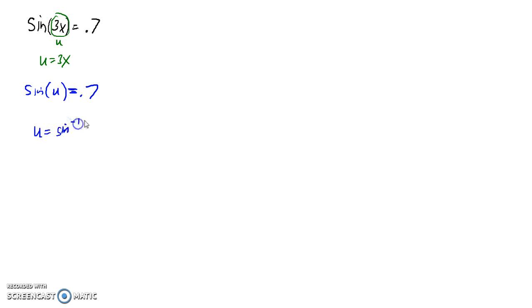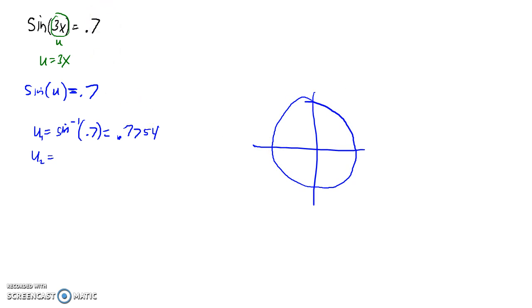U is the sine inverse of 0.7. Sine inverse of 0.7 is, in radians, 0.7754 roughly. And then we need a second solution, because that's my first solution. For my second solution, again, I'm going to go to the unit circle here. I'm going to say my sine value, my y-coordinate, is 0.7. My first solution is here with an angle of 0.7754.